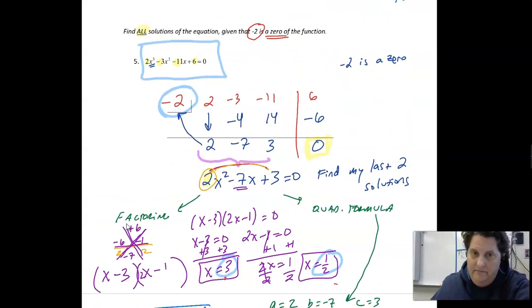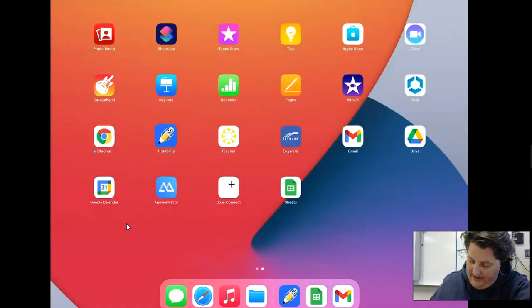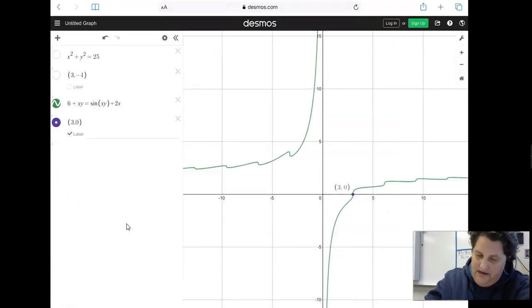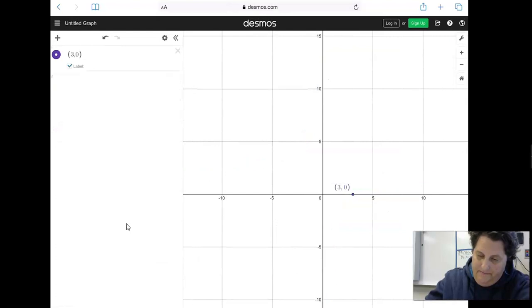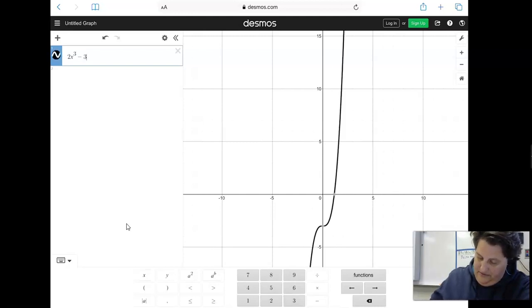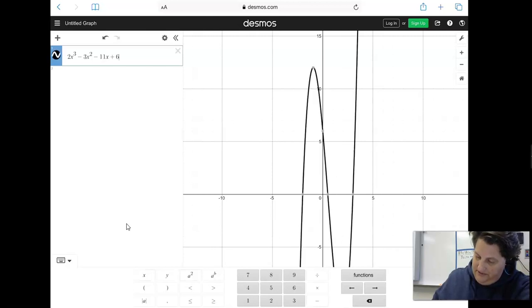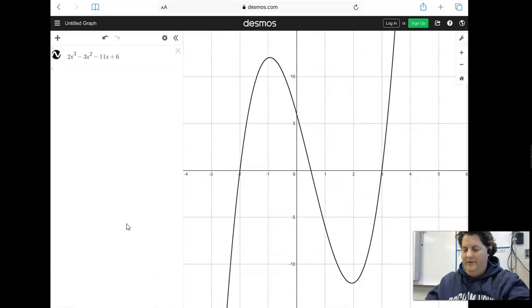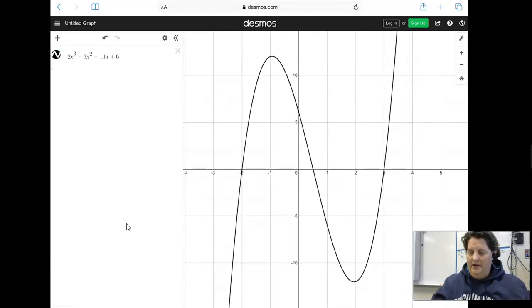I'm going to graph that on Desmos. 2x to the third minus 3x squared minus 11x plus 6. So I'm going to go to Desmos right here. I'm going to type 2x to the third minus 3x squared minus 11x plus 6. Okay, so check this out. A little bit of a better graph. There you go.